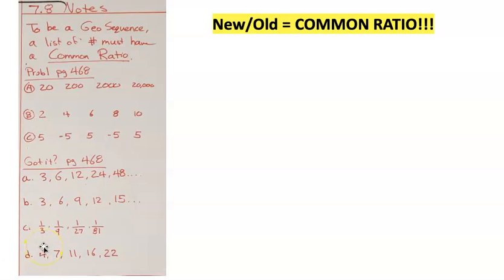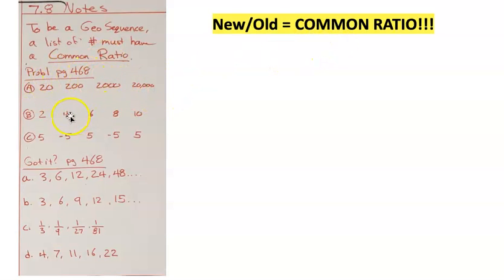Hey, what's up, students? Let's talk about this 7-8 notes. First of all, we're going to try to spot geometric sequences. Now, to be a geometric sequence, you've got to be a list of numbers that have a common ratio. So basically, you're multiplying by the same number over and over again.